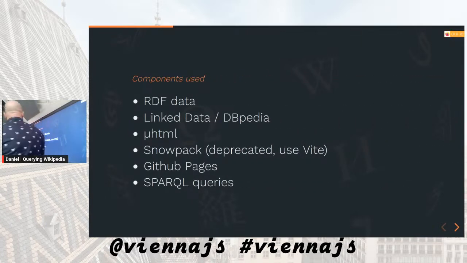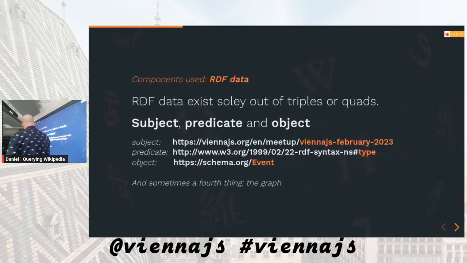So we use RDF data, linked data, DBpedia. That's the source of it. Then micro HTML, it's a little bit like React. It's a very tiny renderer. I use Snowpack for this. I host it on GitHub Pages and SPARQL. So we'll now dive into these little chapters.